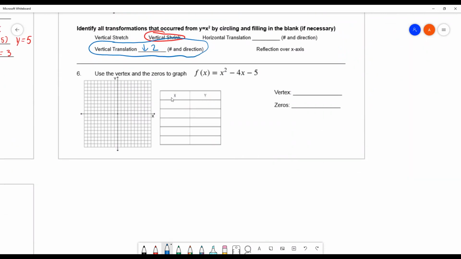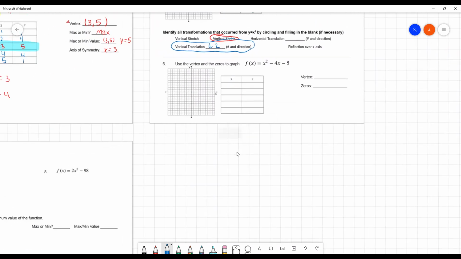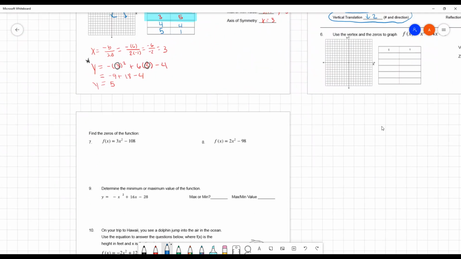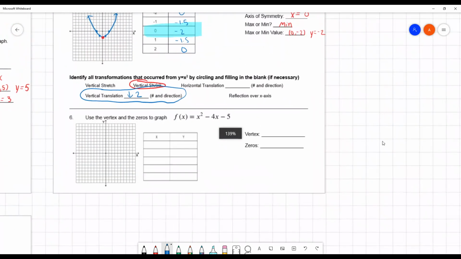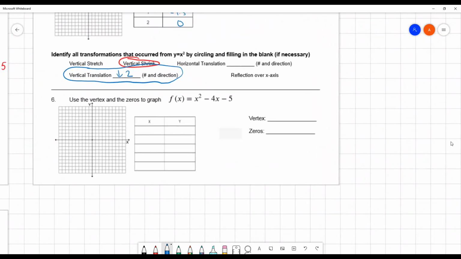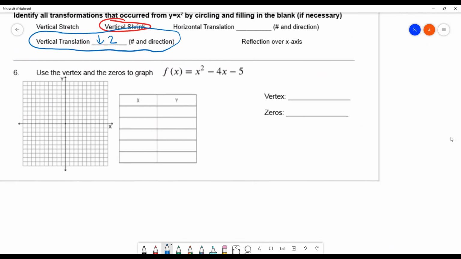Let's take a look at number 6. This one is kind of special, and I think that's going to be our last graphing one. Perfect. So number 6, we're going to graph using zeros and the vertex. So let's look at this again. This is definitely in standard form. So to find the vertex, I'm going to have to do the whole x equals negative b over 2a equation. So a is, let's write those real quick. A is 1, b is negative 4, and c is negative 5.